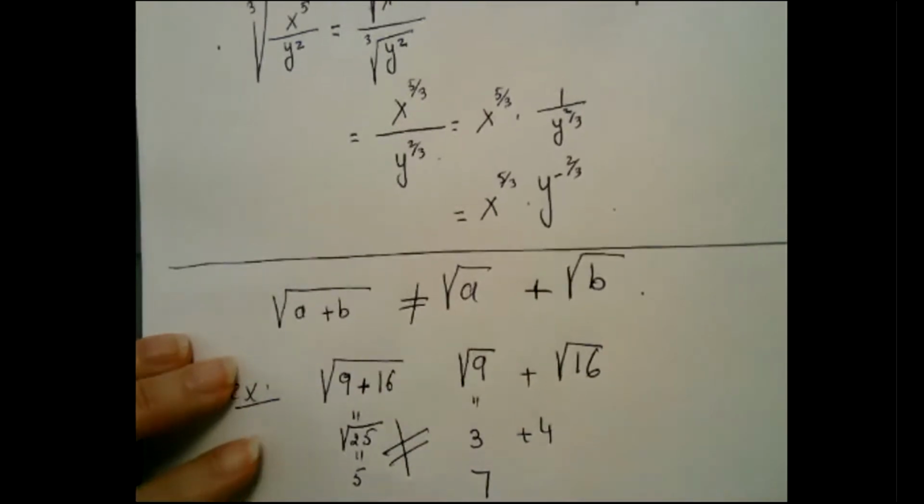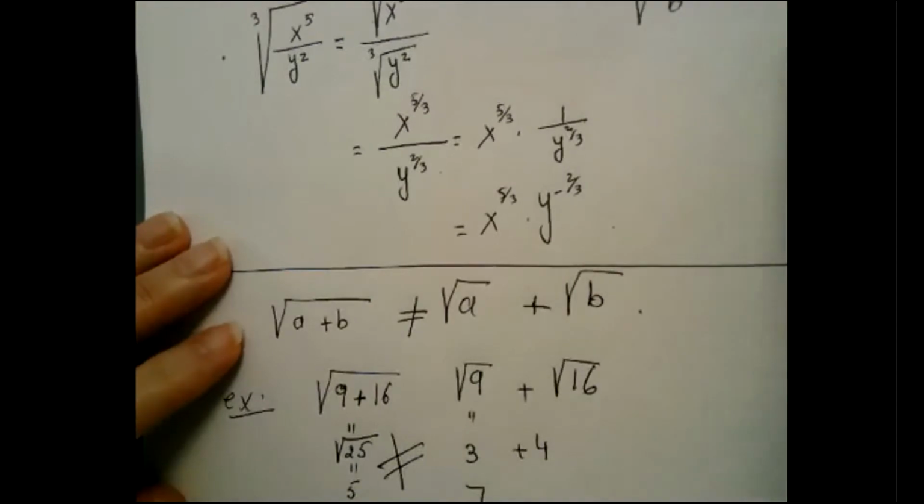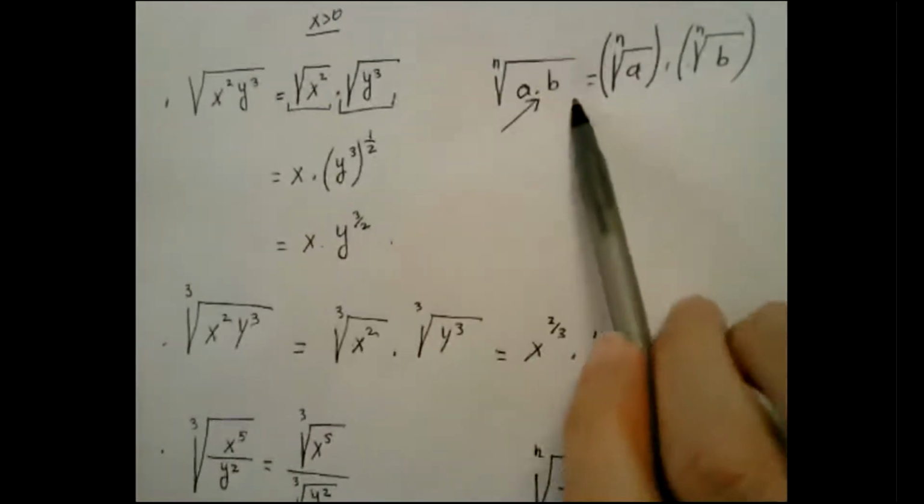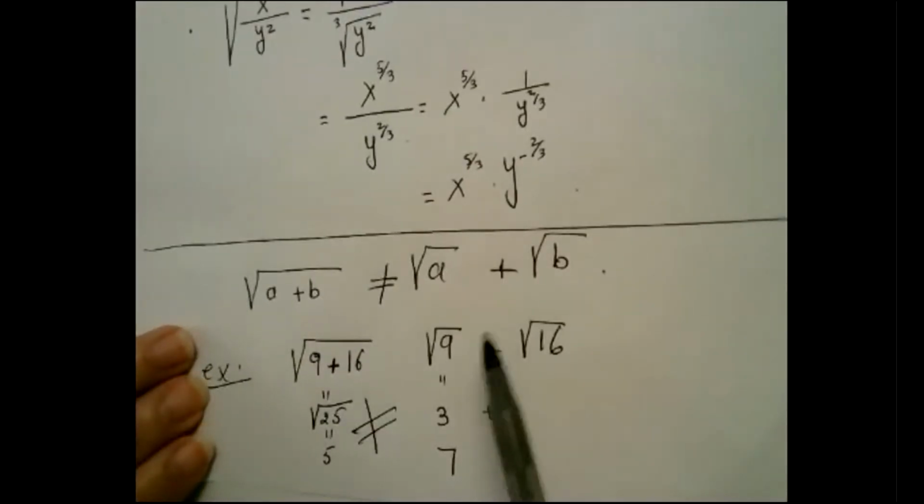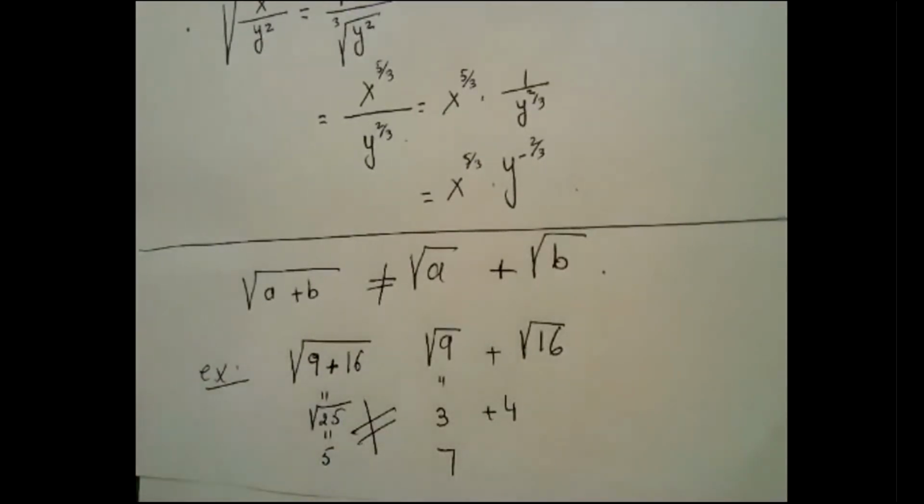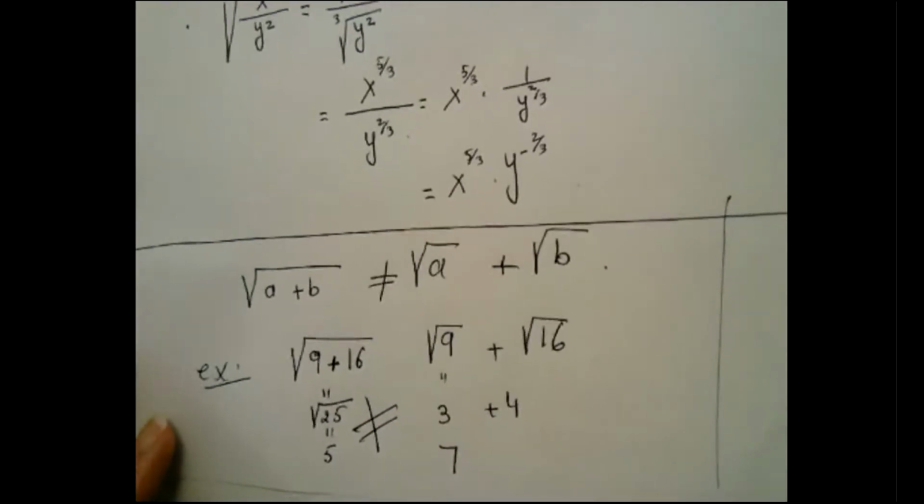So be very careful. If you have a sum under the square root, you cannot split the sum. You can split the product, but you cannot split the sum. Product allowed, division allowed. Sum is not allowed. It doesn't behave well under the sum. All right. Any question before we proceed? Now I'm going to look at number 8 from the book, and then we go on to the new material.